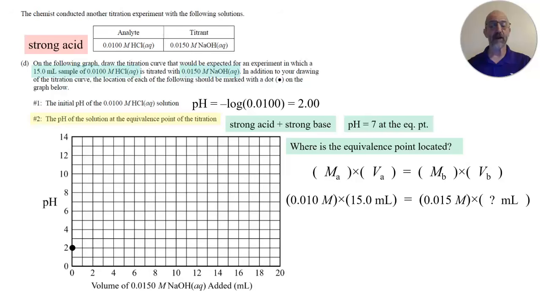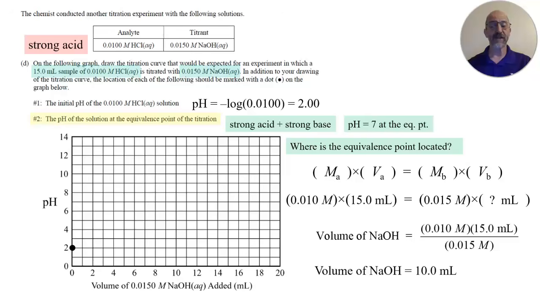And when I pick up my calculator to solve for the volume of base required to reach the equivalence point, I will do 0.01 times 15 divided by 0.015. And when I do that math, the volume of sodium hydroxide required to reach the equivalence point works out to be 10 milliliters. So I'm going to put a pH of 7 at 10 milliliters of titrant added, so right there.